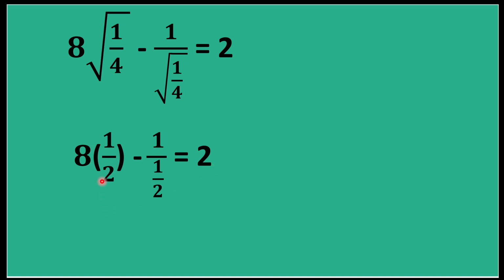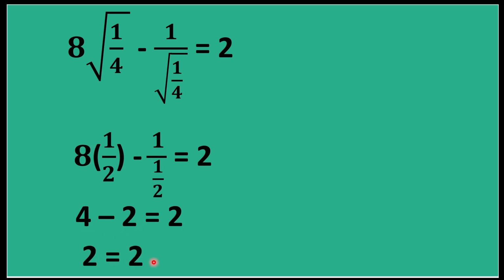Now 4 times 2 equals 8, so the remaining term will be 4. Similarly, this is division, so the 1 divided by 2 will flip and the 2 will go up, and overall it will become 2. So here 4 and here 2: 4 minus 2 equals 2. 4 minus 2 equals 2 means that 2 equals 2.